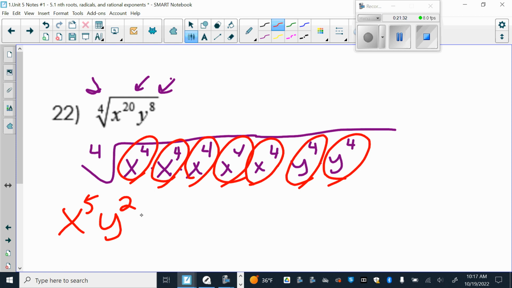So since I had an even root with an even exponent, and the x's simplified to an odd power, I do need an absolute value around that x.